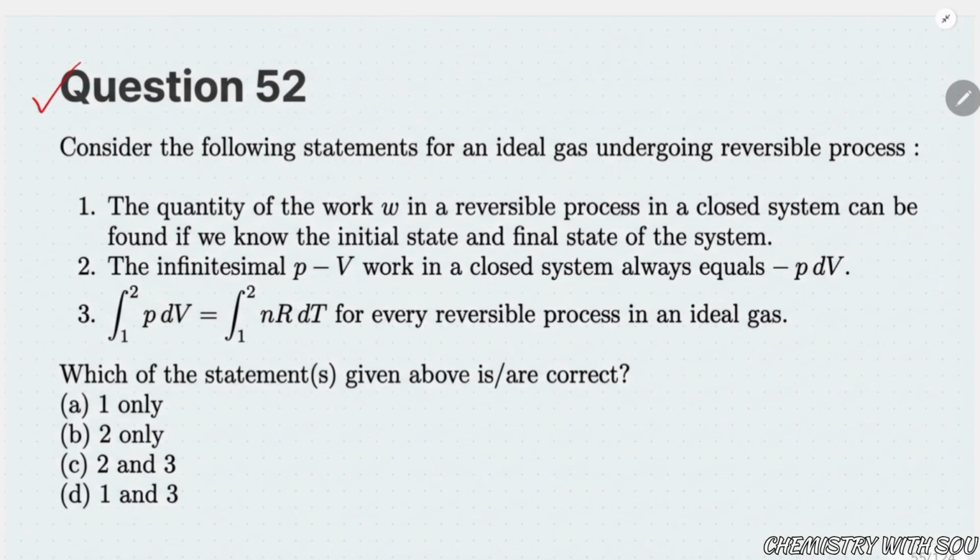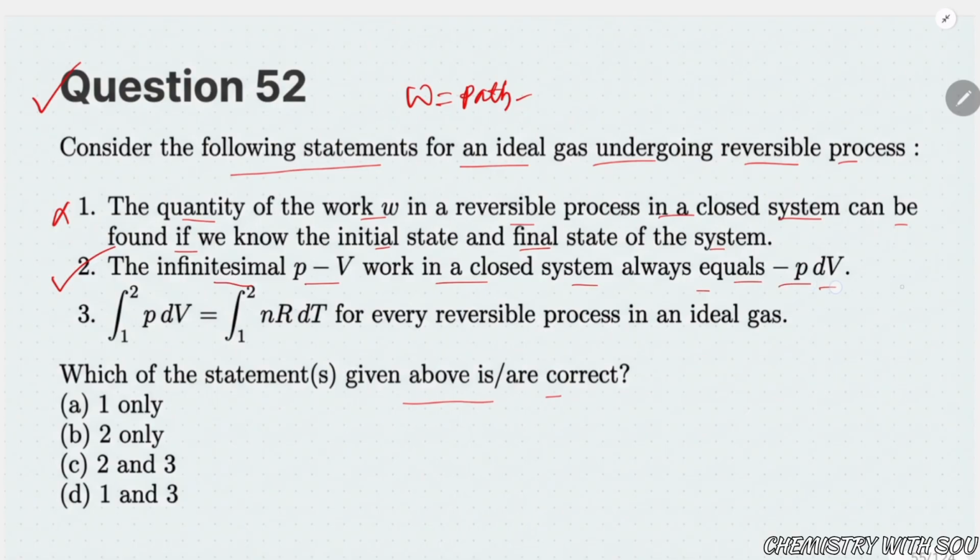Question number 52, consider the following statements for an ideal gas undergoing reversible processes. The quantity of work W in a reversible process in a closed system can be found if we know the initial state and the final state of the system. This is not a correct statement because W is a path dependent quantity, so it has nothing to do with the state of the system. The infinitesimal PV work in a closed system always equals minus PdV. That is a true statement actually.